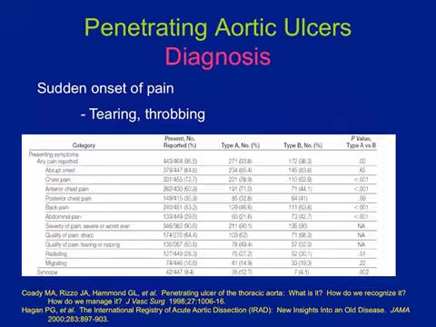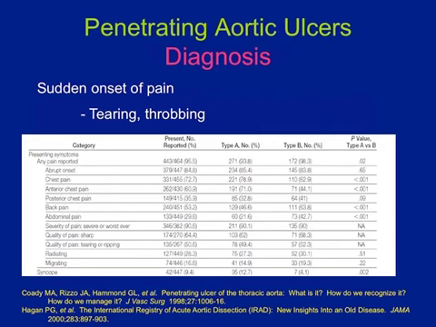That being said, the classic symptom associated with a penetrating ulcer is sharp pain. It is described as a tearing, throbbing, sudden pain, much like that associated with an acute aortic dissection. The location of the pain correlates with the location of the ulcer: anterior chest pain with ulcers of the ascending aorta, interscapular or back pain with lesions involving the descending aorta, and back pain or abdominal pain with ulcers involving the abdominal aorta.